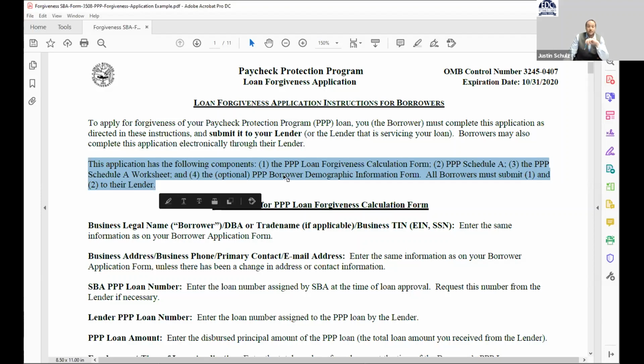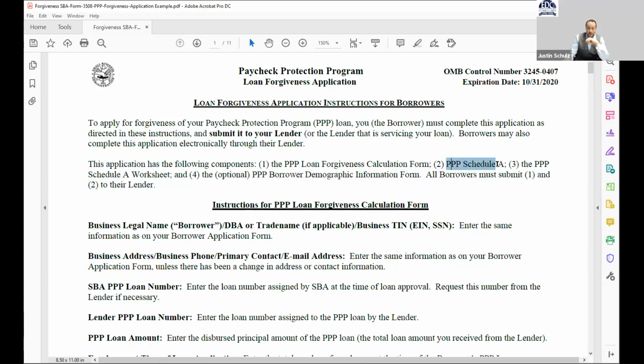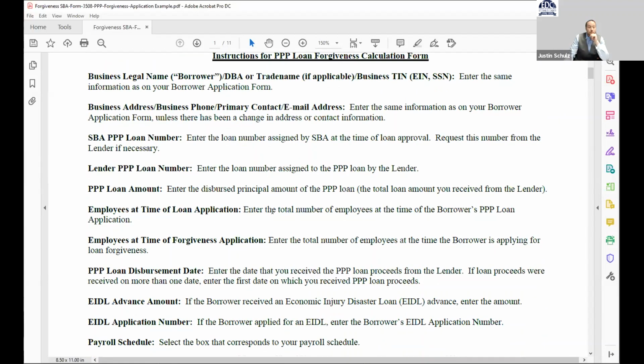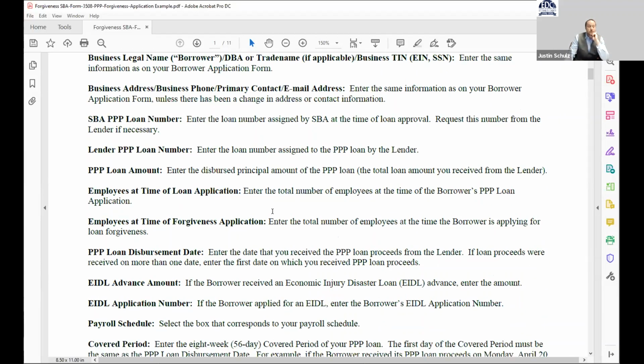And then you're going to work through the Schedule A worksheet. Then you're going to be able to fill out the Schedule A, and then you'll be able to do the loan forgiveness calculation form. Oh, and when you're submitting for forgiveness, the only thing that your lender is going to get is the first section and the PPP Schedule A. So the worksheet is really just to help you fill everything out. There are instructions and definitions on this front page, but you guys can read through those on your own.